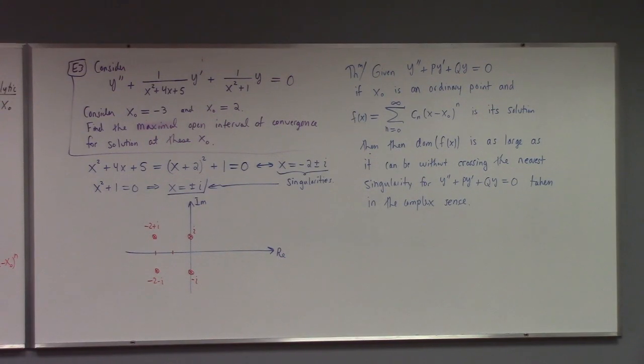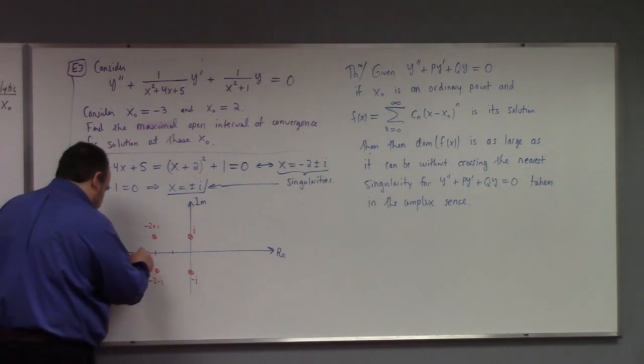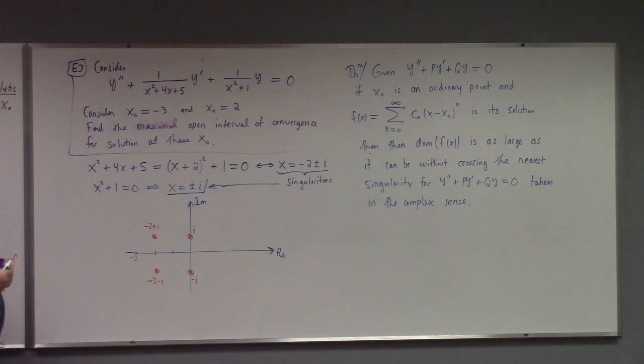Danger. All right. Now, x naught, I'm given that the x naught, which one do you guys want to do first, 2 or minus 3? Minus 3. All right, so minus 3 is here. And then the question is, what is the nearest singularity?